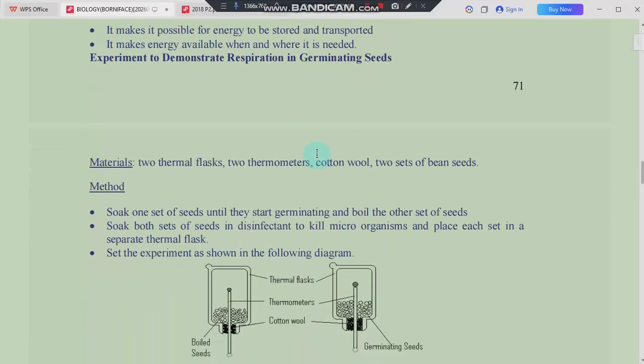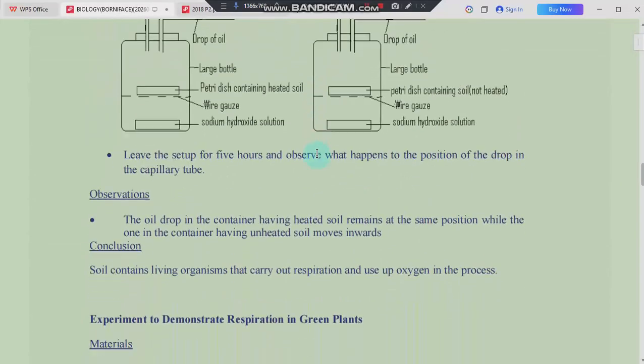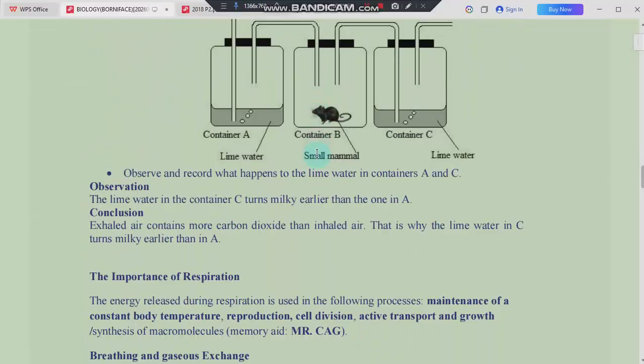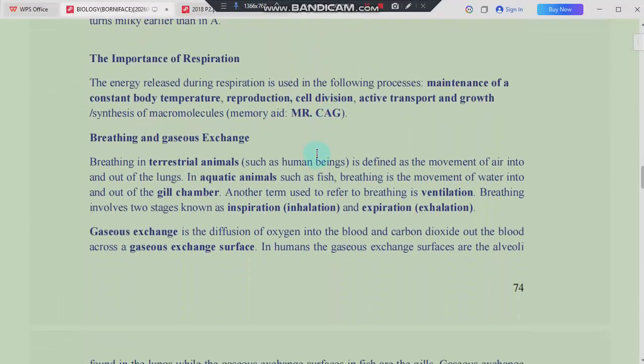For us to be able to speak, to think, to do different kinds of things, including movement, we need some energy. That energy is going to come from ATP. So now let's go on to the importance of respiration. Remember, we said respiration is the release of energy from food substances inside living cells, right? So the energy that is released during respiration is used in the following processes.